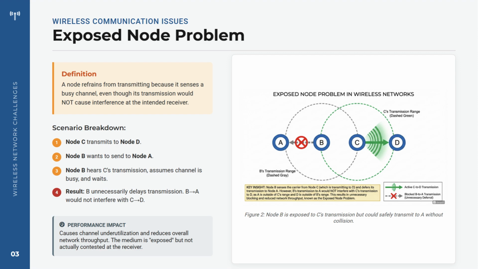However, Node B can hear Node C's transmission and assumes that the channel is busy. Because of this, Node B delays its transmission. But in reality, B transmitting to A would not interfere with C transmitting to D, since the receivers are different and outside interference range. So the network loses an opportunity to transmit data. This leads to underutilization of the communication channel and reduced network throughput. In simple terms, the exposed node problem causes the network to be overly cautious, preventing valid transmissions.